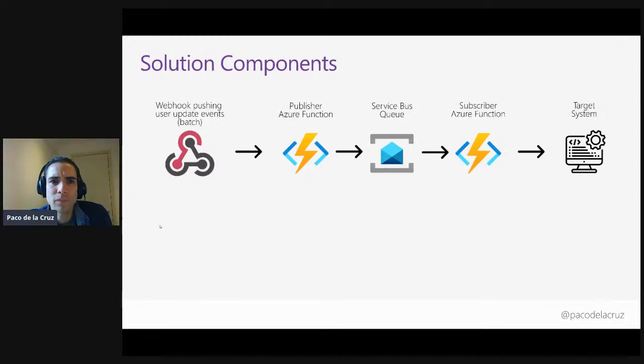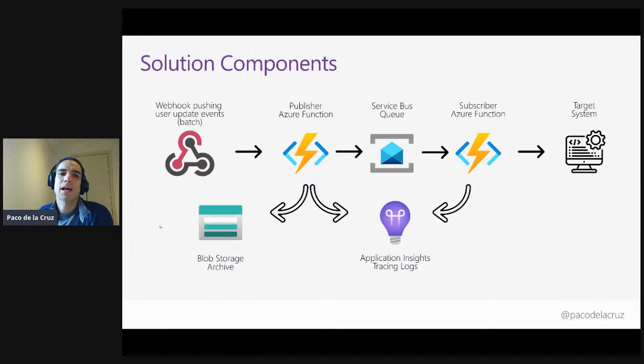So here are the components of the solution. We already discussed the webhook and the target system, and then we have the integration layer in the middle: the publisher function, the subscriber function, and the queue. Now we're adding the observability components. We're going to be using blob storage for archiving the payloads in batch format, and Application Insights to capture all our tracing logs.